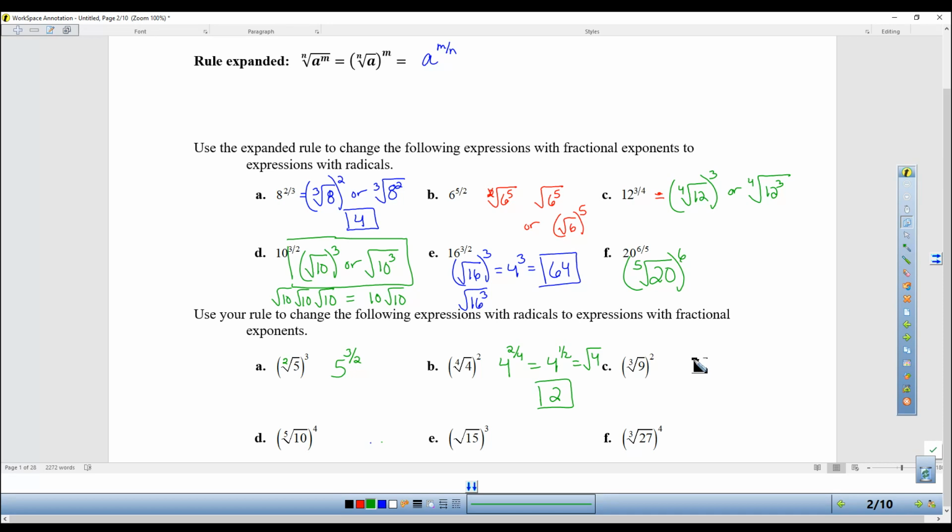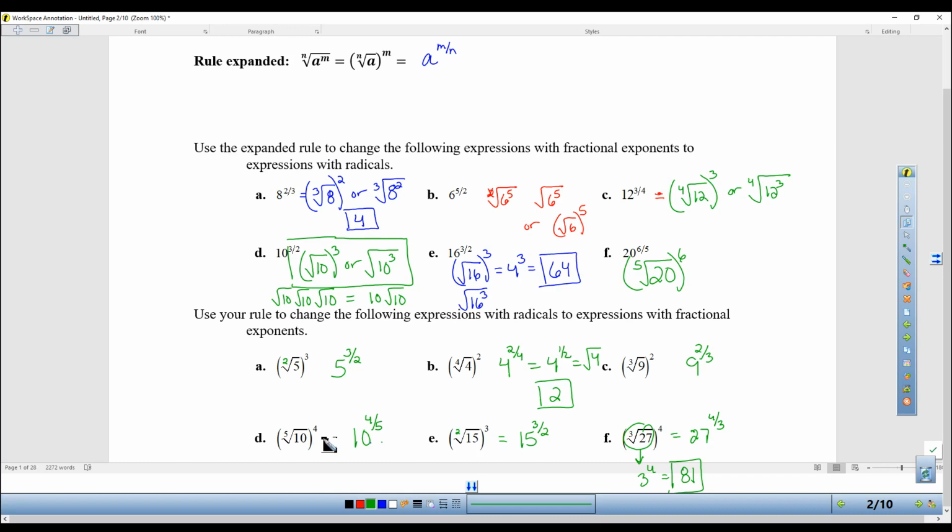The next one is 9 to the 2/3. The next one is 10 to the 4/5. 15, again, if it helps you, you can write a little 2 in there, to the 3/2. And the last one, 27 to the 4/3. Although this one you can simplify, the cube root of 27 is 3, and 3 to the 4th is 81. So sometimes when you don't see your answer the way you think it is, it's maybe because you could have simplified it.